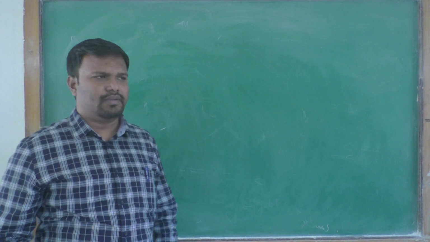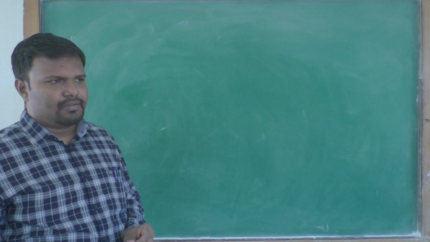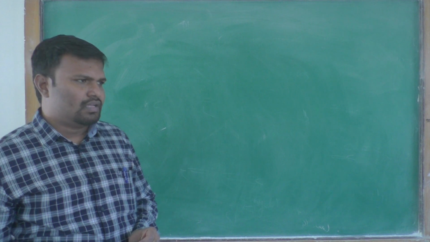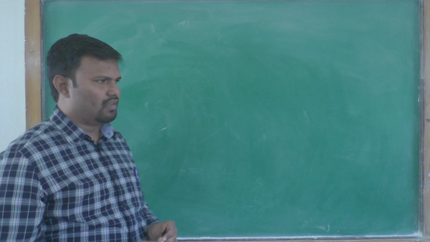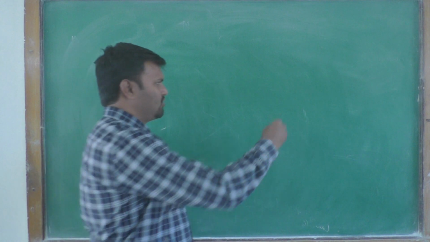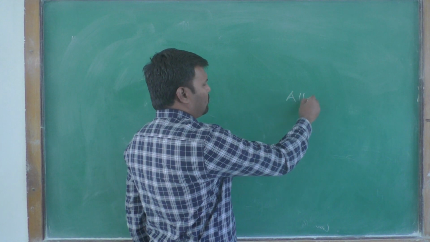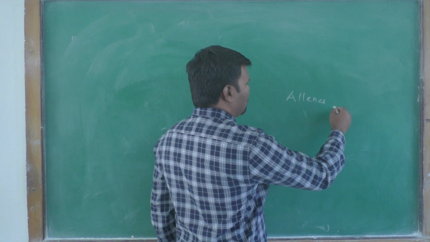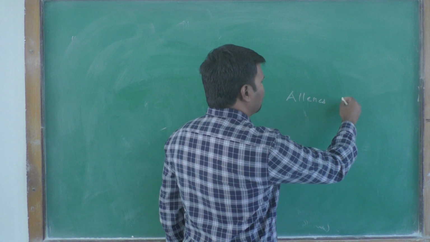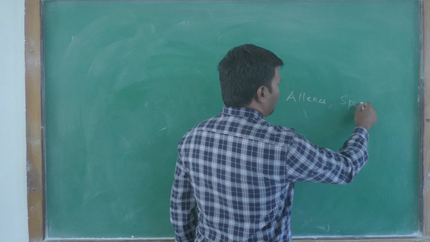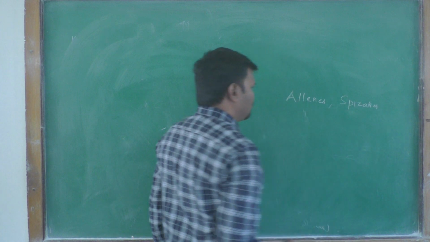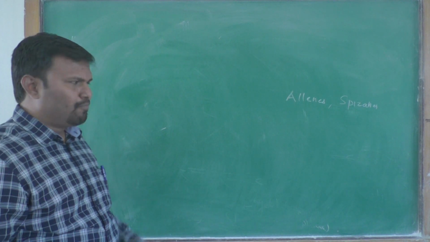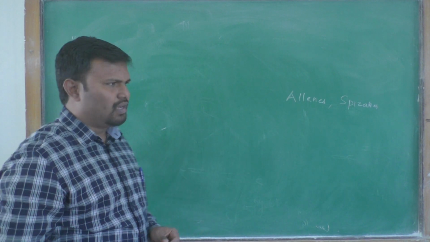Dear students, today we will discuss chirality in allenes and spiranes. Those compounds which do not have asymmetric carbons or stereogenic carbons can still show optical activity.